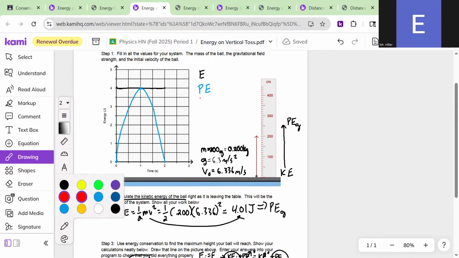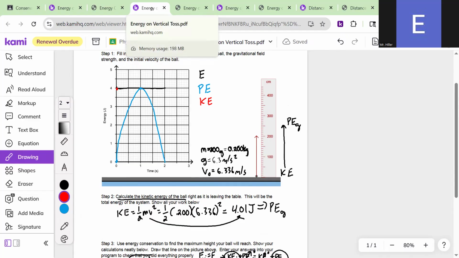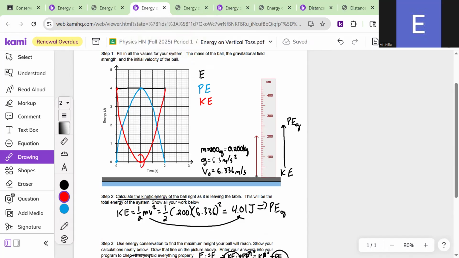Okay, and I'll use red for kinetic energy. I start with my kinetic energy being my total energy at 4.01 joules. At the highest point, my kinetic energy goes to 0, so you can see it's going to look like this. And then it's going to get up to its highest value when it reaches the ground again. Okay, so this value of 1 second, that would be the highest point of the graph.